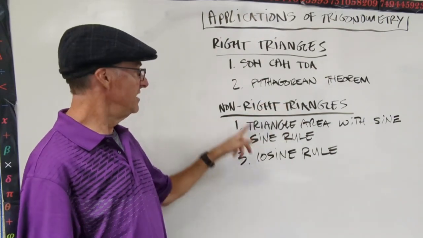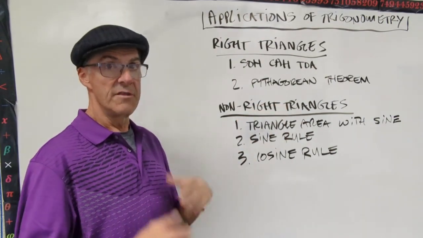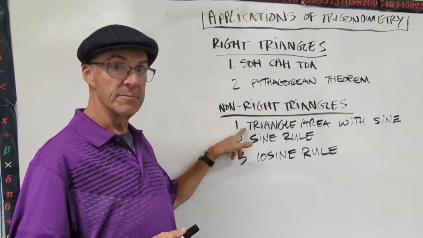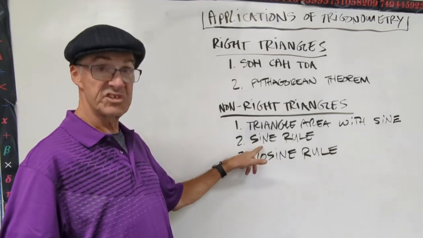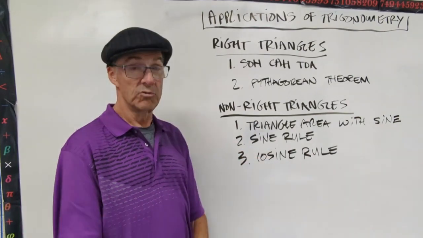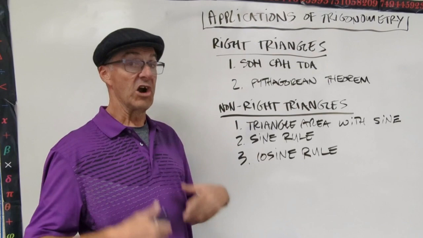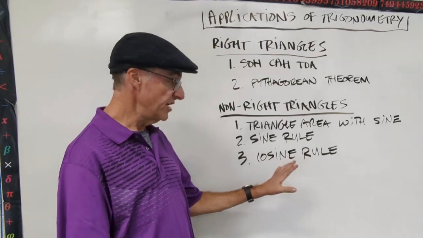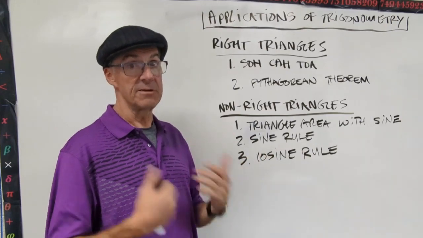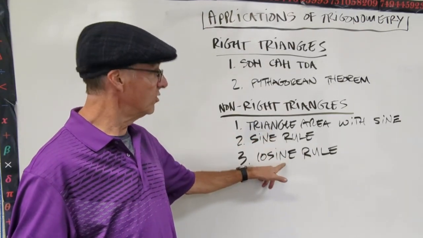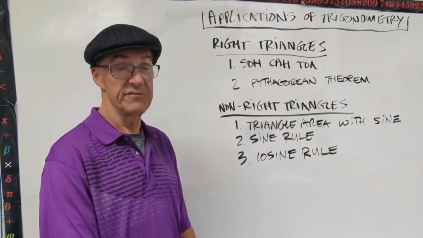Moving along, non-right triangles, we have 3 tools that work for them. We have the triangle area formula with sine, we have the sine rule, and we have the cosine rule. These 3 rules and formulas work for any triangle. You don't need a right triangle. They're not SOHCAHTOA, but I think in some ways they're more powerful. And you can use these rules with right triangles if you want.